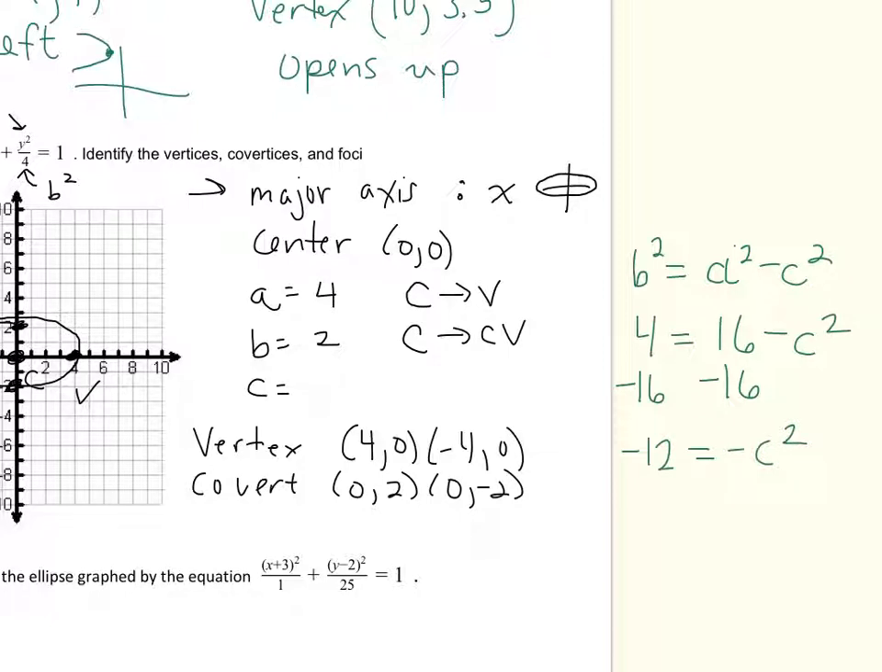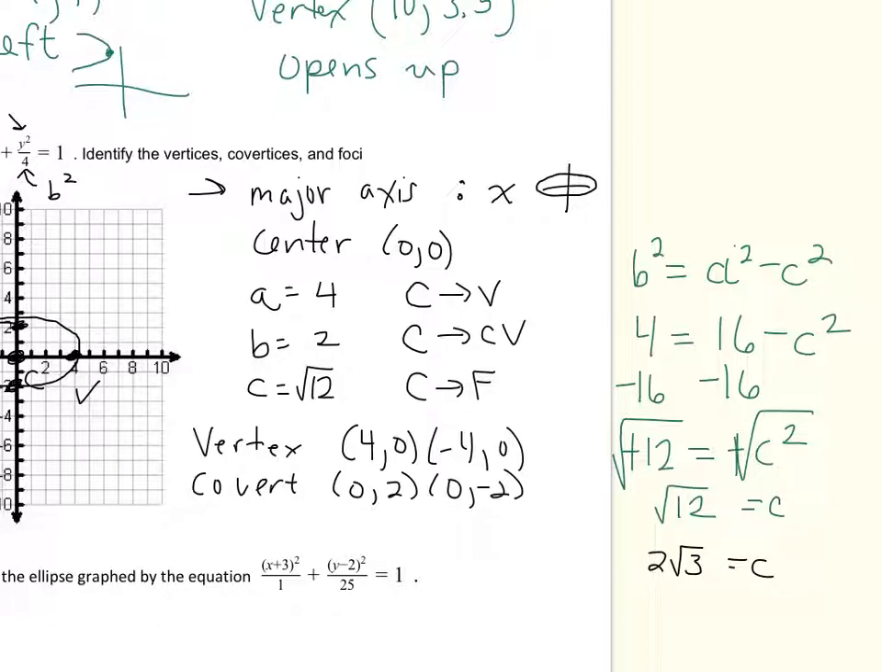So I have a negative on both sides. I'm just going to cancel that out and make it positive, and then I'll take the square root. So c is going to be the square root of 12, which is the distance from the center to the foci. And if I wanted to, I could reduce that radical. This becomes 2 radical 3 if I'd like to. I'm not going to worry too much about that. But remember, our radical simplification is very important.